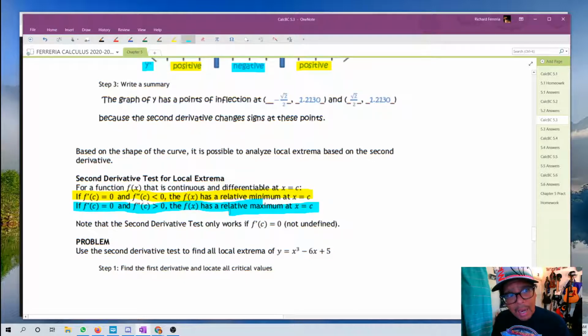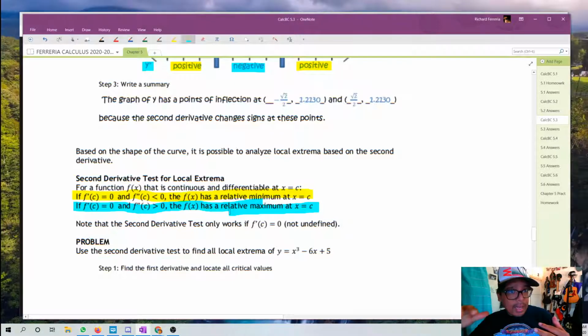I think I had that backwards, so let me rewind it. If we have concave up at a critical point, that means we have a relative minimum. And if we have concave down at a critical point, that means we have a relative maximum.